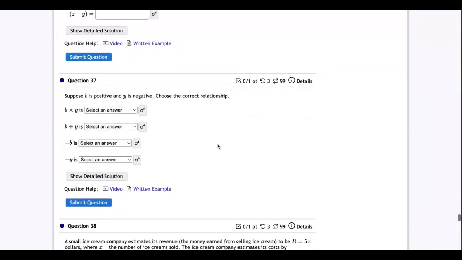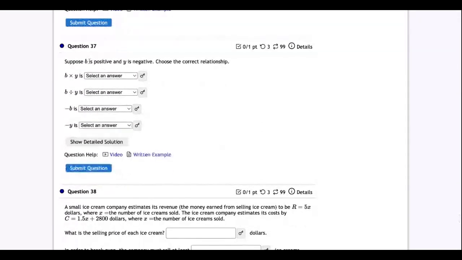Let's see this one, 37. B is positive, Y is negative. So if you do multiplication, B times Y, that would be negative, right? Because positive times negative will be negative. And B divided by Y is also negative. But B is positive, negative B will be negative, right? Y is negative, negative Y will be positive.